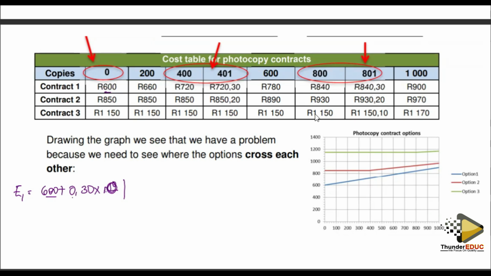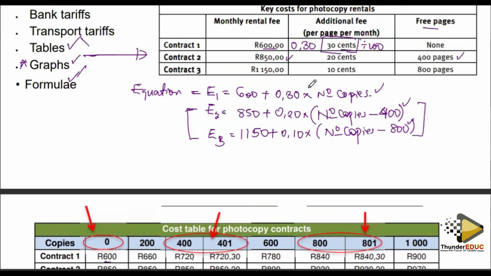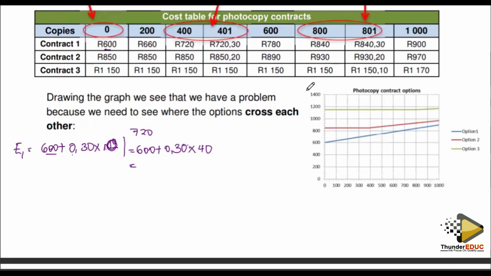Let's look at the second one. How did they get 720 here? All you do is 600 plus 0.3 times the number of copies, which is 400 copies. Once you put this in your calculator, the answer has to come out as it's given, 720. That's how they got it.